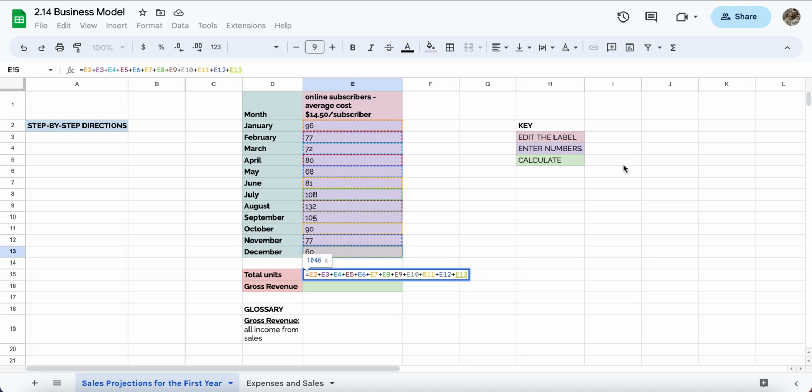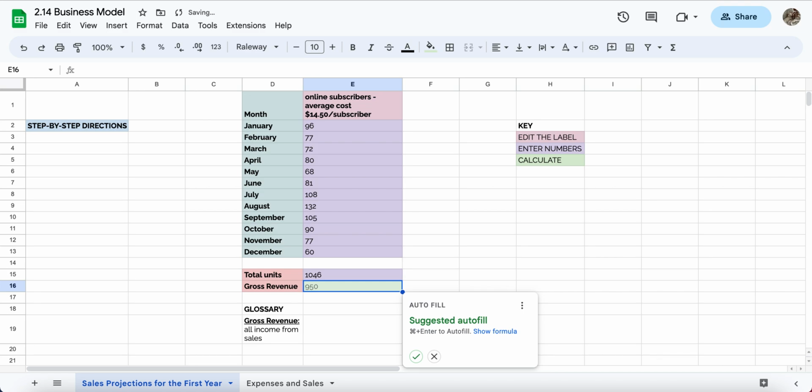And then you have everything, you hit enter, and it gives you your total. Okay? Now, the next thing that we need to calculate is our gross revenue, which, if we look at our gross revenue down here, is defined as all income from sales. And if you think back to what we did at the start, we found out the average cost of the product or the service that we're selling.